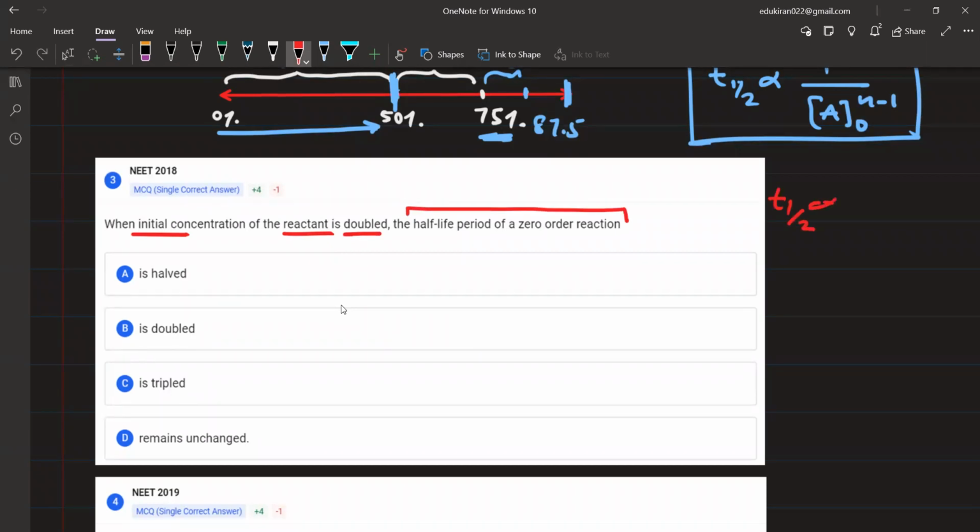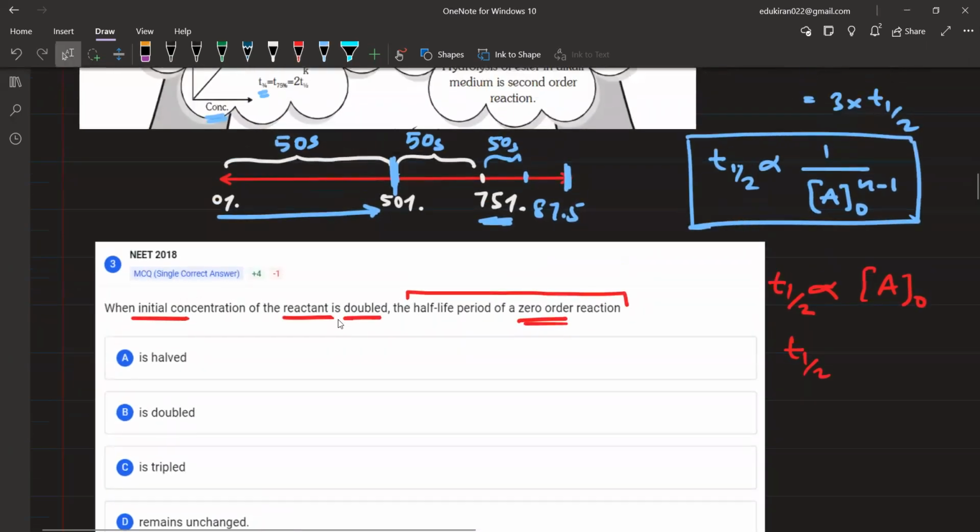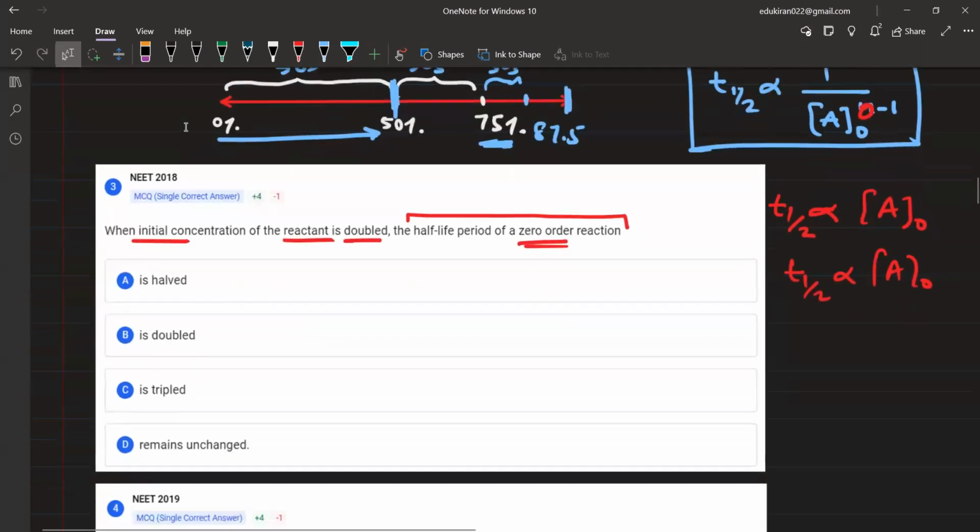T half is directly proportional to A naught, right? Tell me carefully, what will be the answer? For a zero order reaction, what is T half? Even if you look at this equation here, if you write 0 here, T half will be directly proportional to A naught. So write the answer in chat.